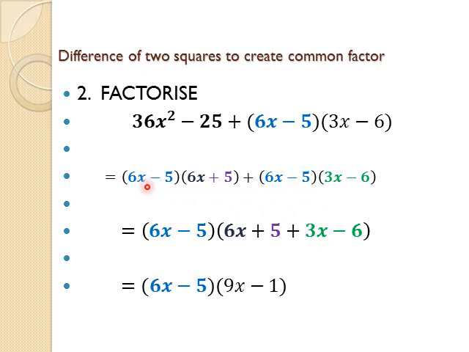So again, if I take out 6x minus 5 as common factor, I'm left with 6x plus 5 plus 3x minus 6. Right, add the like terms: 6x plus 3x gives me 9x, minus 6 plus 5 gives me minus 1. Right, so that one was also difference of two squares and common factor. Problem number 3.